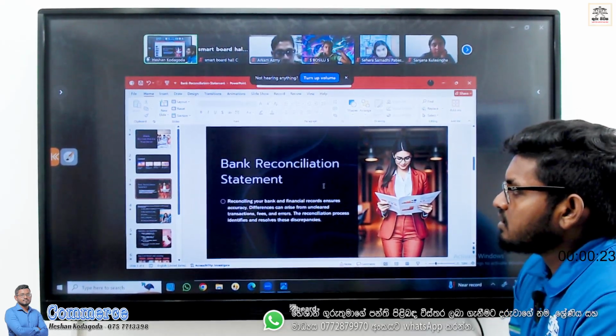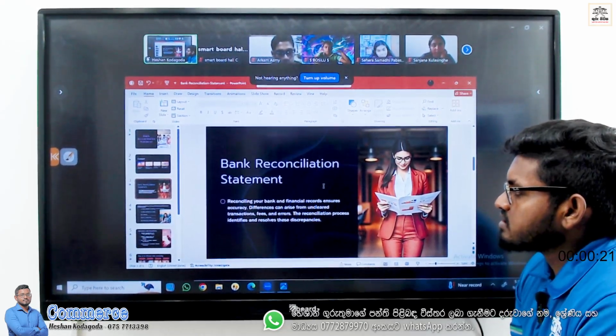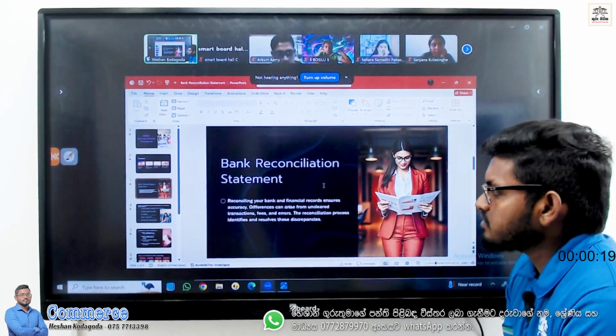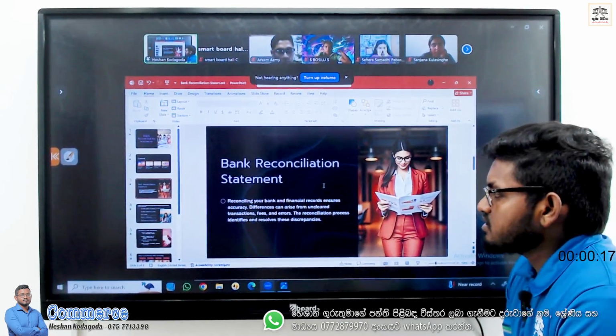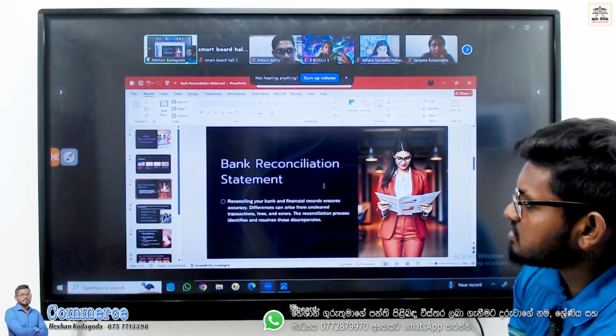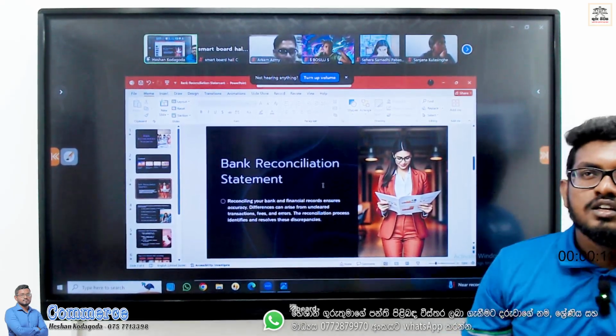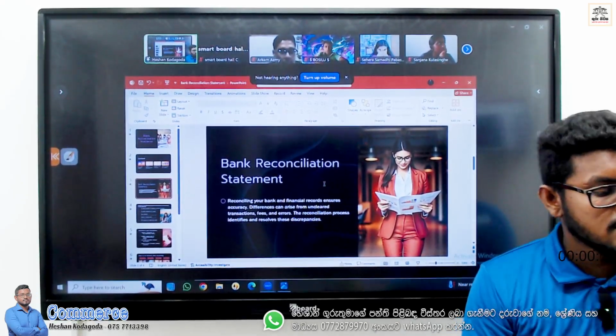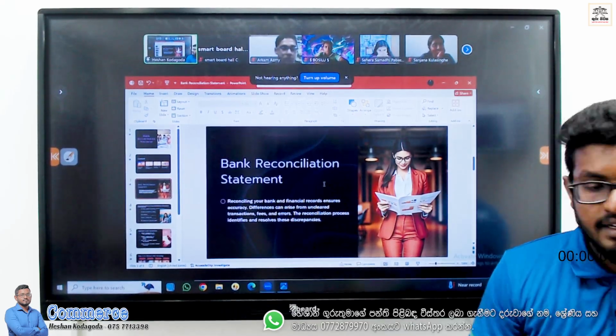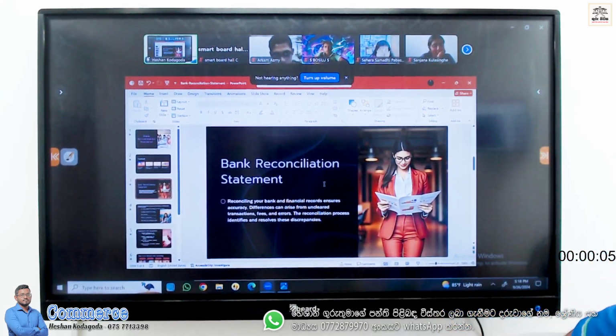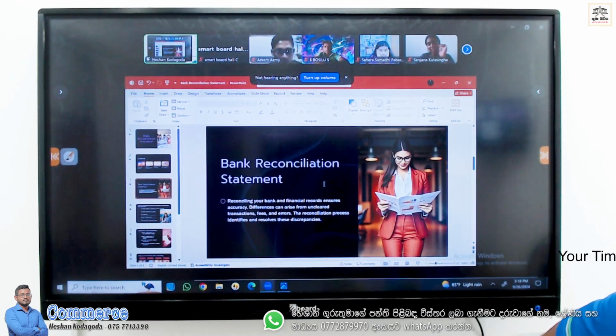Differences can arise from unclear transactions, and the reconciliation process helps identify and resolve these issues. We can add more things when it comes to the bank reconciliation part. What is the term bank reconciliation?